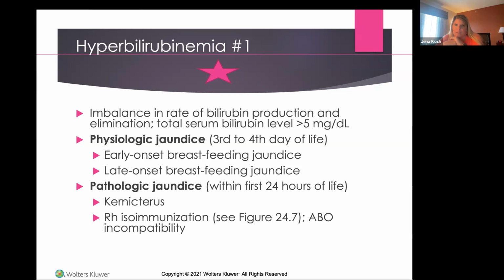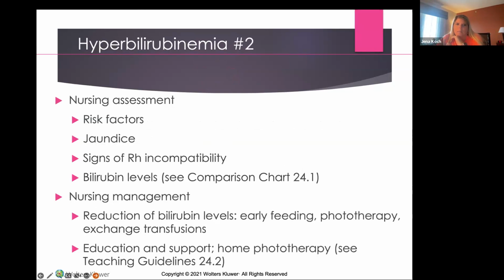In very extreme cases, they can do exchange transfusions. As far as I know, it's very, very rare. People that I've talked to that have been nurses for 20, 30 years, most of them have never seen it in their practice.